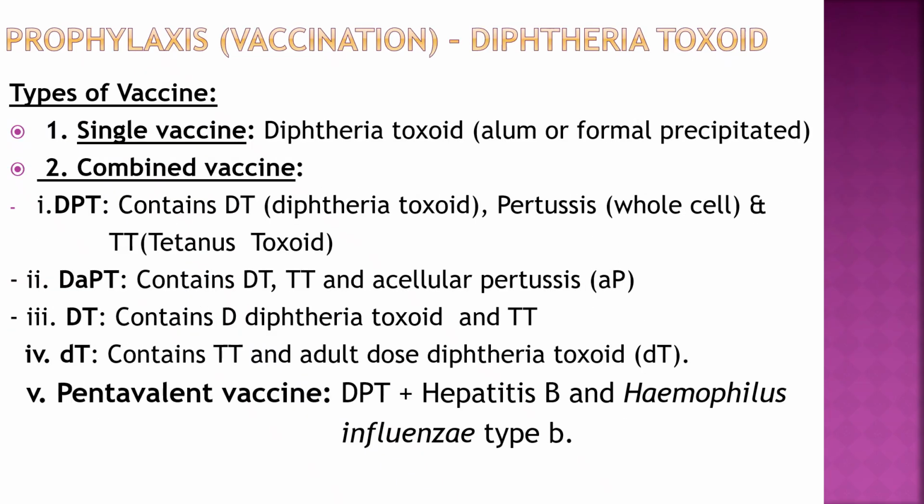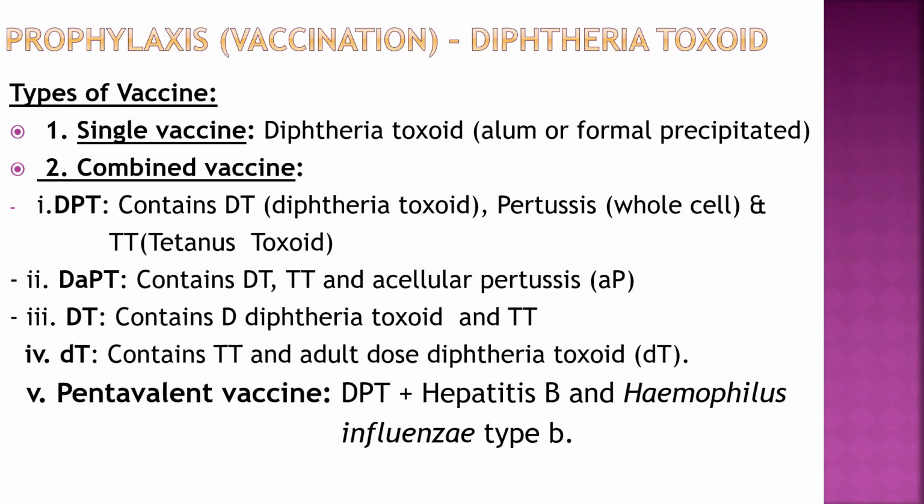Now prophylaxis is by vaccination. Diphtheria toxoid is used as a vaccine. There are three types of vaccines: the single vaccine, combined vaccine, and pentavalent. The single vaccine is diphtheria toxoid, alum or formal precipitated vaccine. Then the combined vaccine is DPT, that is diphtheria, whole cell pertussis, and tetanus toxoid.